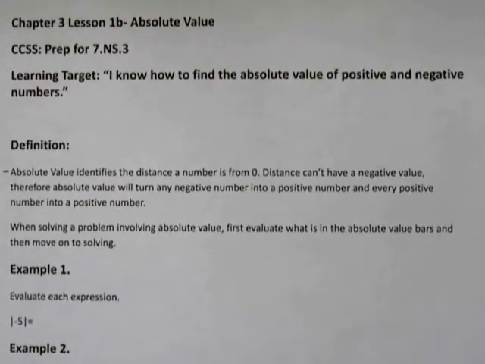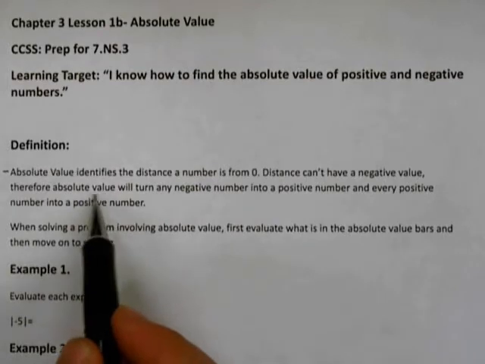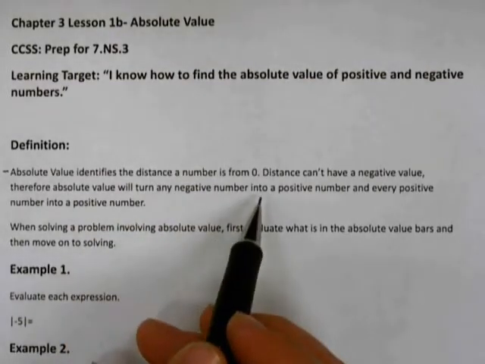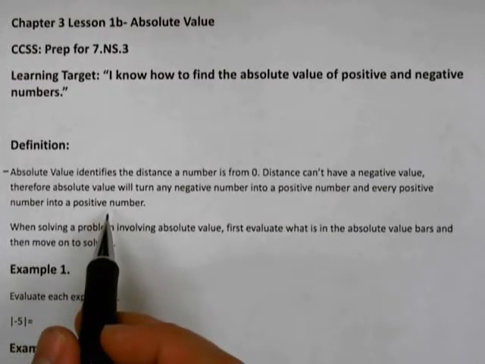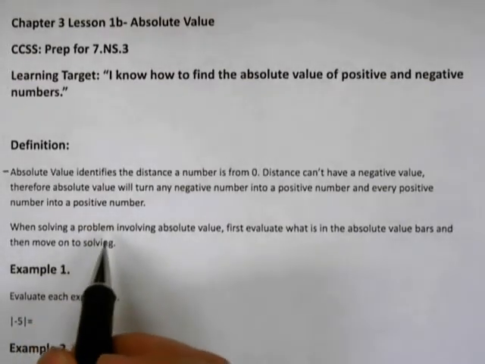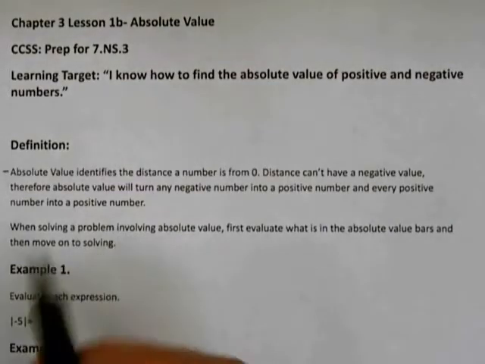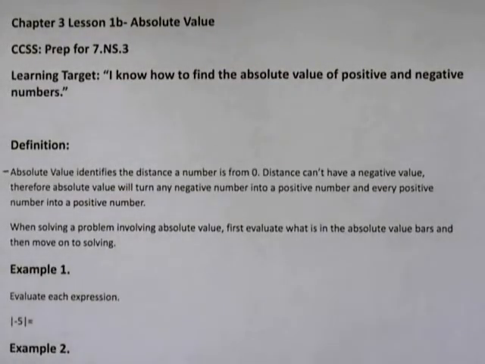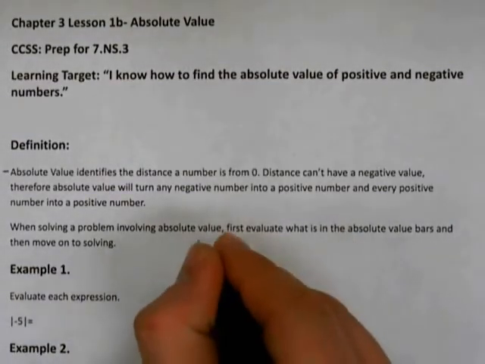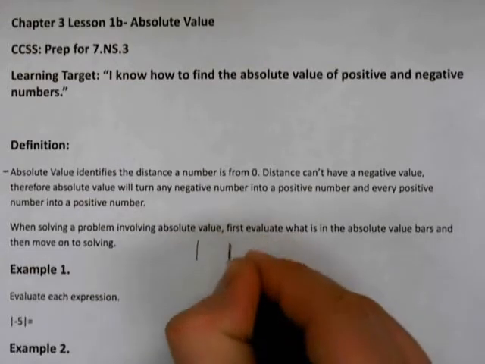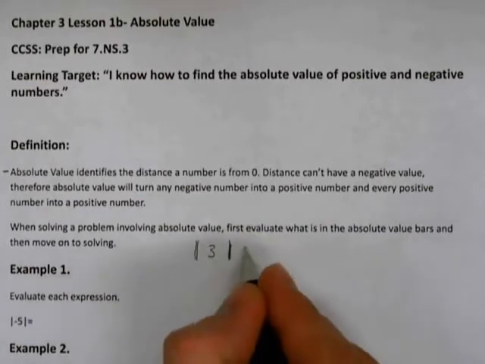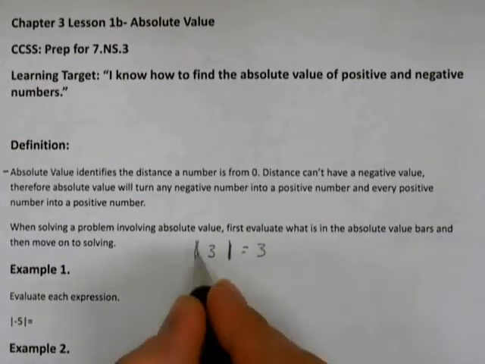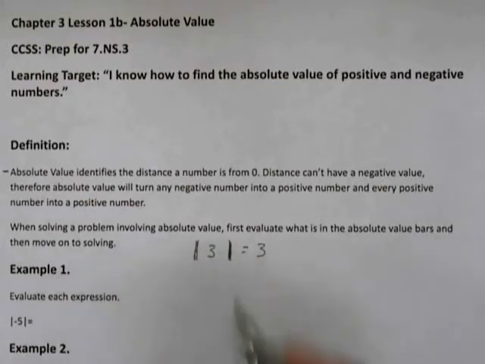Because distance can't have a negative value, absolute value will turn any negative number into a positive number, and every positive number into a positive number. Okay, so nothing changes for the positive numbers except we just drop those absolute value bar signs. Okay, and an absolute value bar sign is something like this right here. You'll see it more in a little bit, but it says like the absolute value of 3. Well, that's just going to be 3. Okay, because those absolute value bars will turn anything that's inside of them positive.